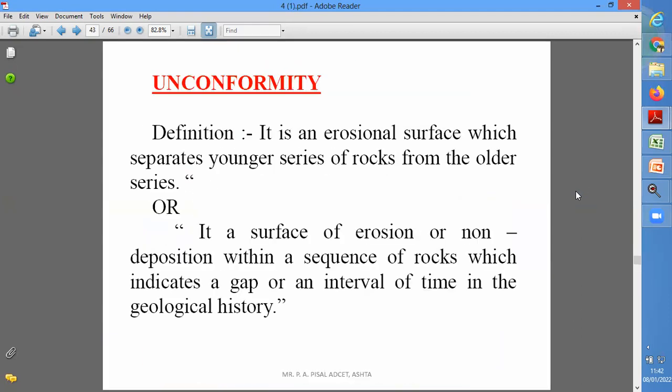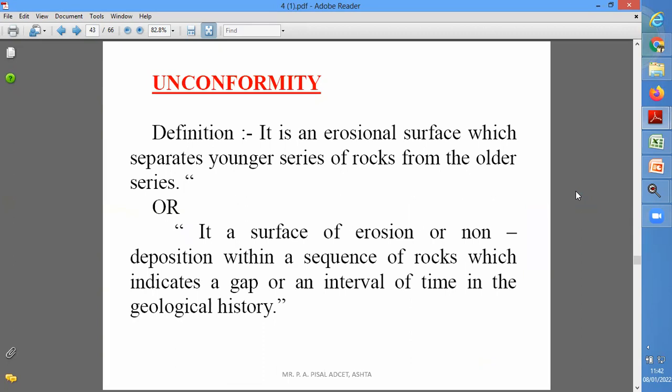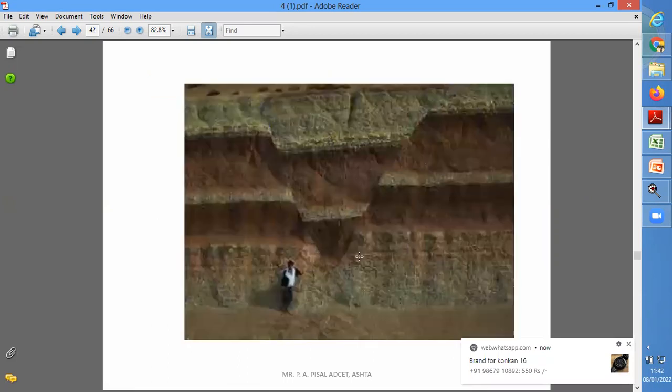So next, I have to discuss with you the next structure, that is the unconformity. Okay, but it is not possible to cover these unconformity points in the remaining 10-15 minutes.